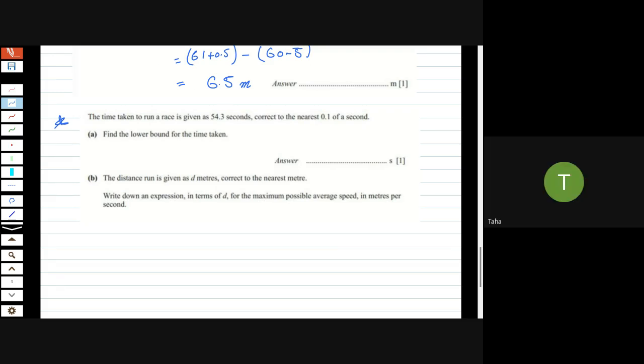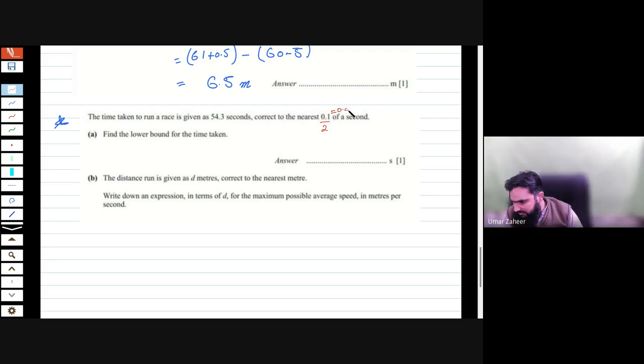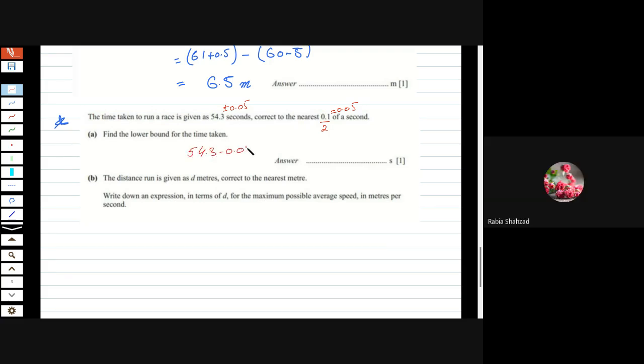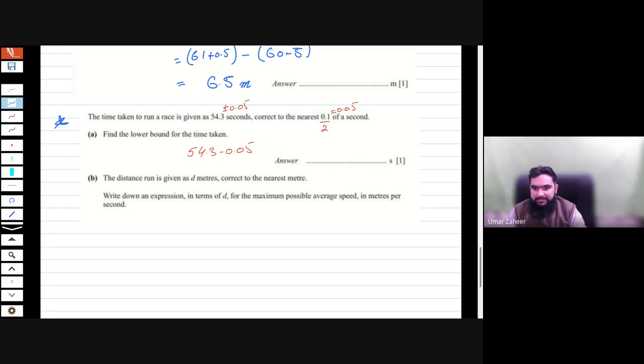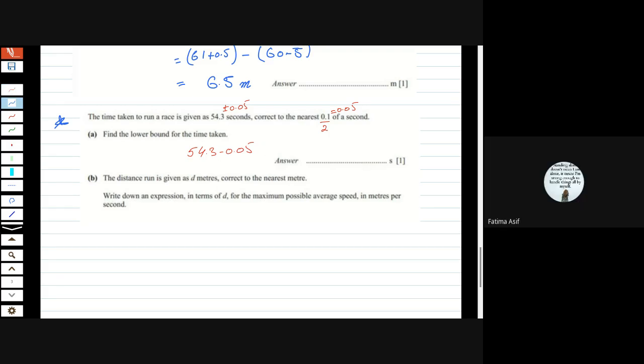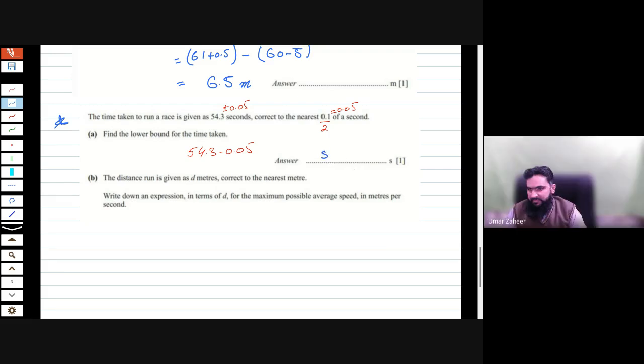The time taken to run a race is given as 54.3 seconds, correct to the nearest 0.1 of a second. Find the lower bound for the time taken. That will be 0.1 divided by 2, plus minus 0.05. Lower bound is 54.3 minus 0.05, that will be 54.25. Yes, Tahur, do you have any question? No, sir. This answer is the same.